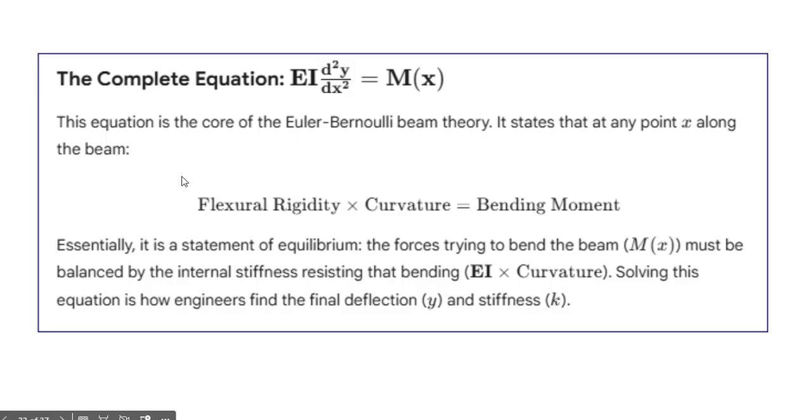The complete equation, EI d square y by dx square, is equal to Mx. This equation is the core of the Euler-Bernoulli beam theory. This states that at any point x along the beam, flexural rigidity times curvature is equal to the bending moment.